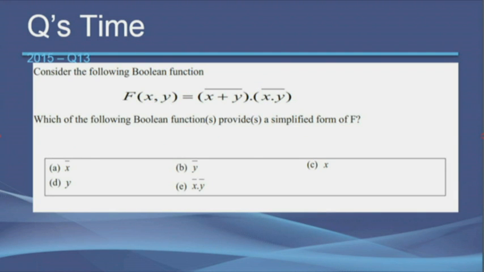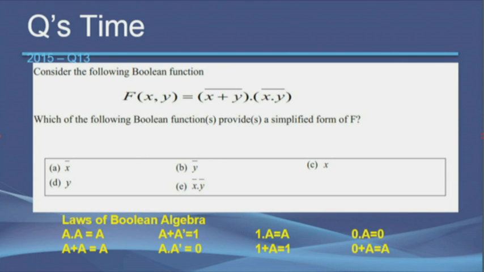So this is the 2015 question number 13. Consider the following Boolean function. Which of the following Boolean functions provides a simplified form of the given Boolean function? As you know, you have to use Boolean algebra as well as the laws of Boolean algebra to do the simplification. So let's see how to do that.